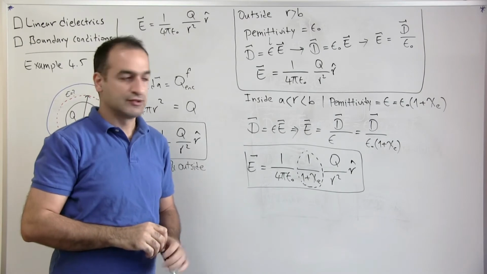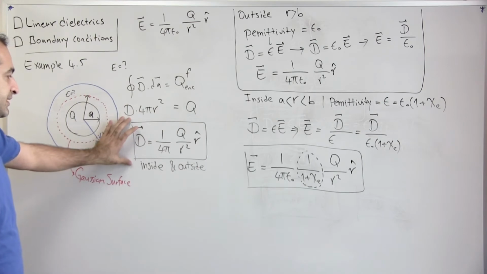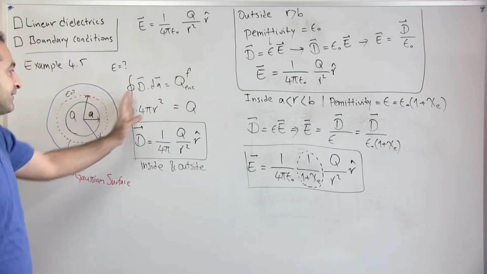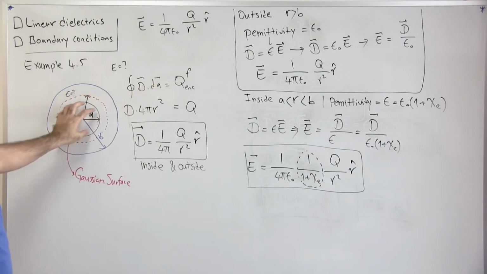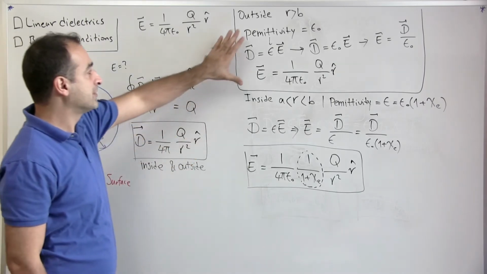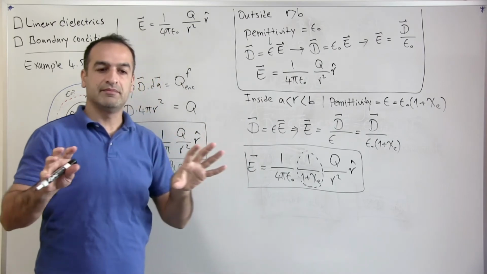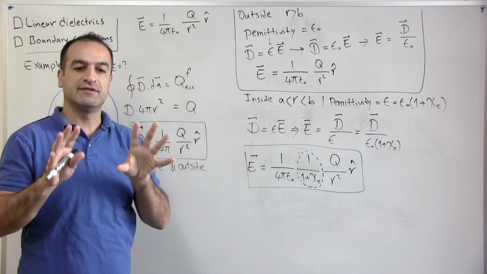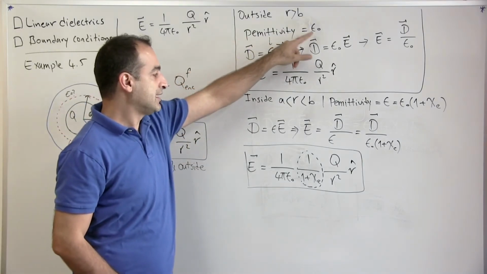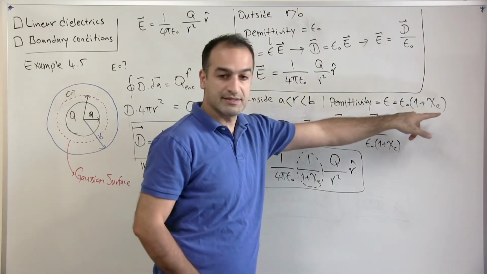Sounds good? So what we did so far, we calculated the electric displacement, which is correct for inside and outside of the dielectric material, everywhere outside the charged sphere. And then to calculate the electric field, we first focused on outside and then we looked at inside. Why did we separate them? Because we are looking at two different regions with different permittivity. Outside permittivity is epsilon naught. Inside permittivity is epsilon, which is epsilon naught times 1 plus chi e.